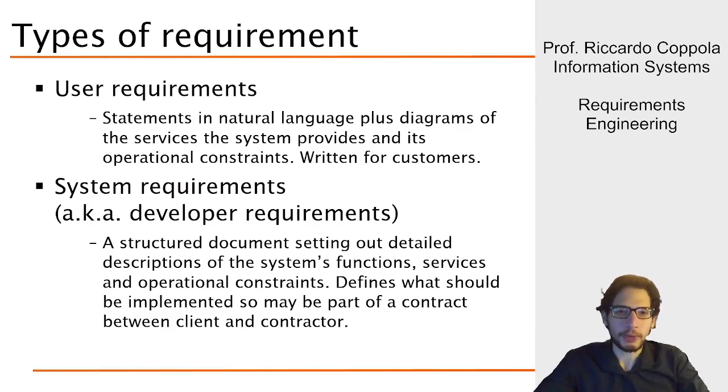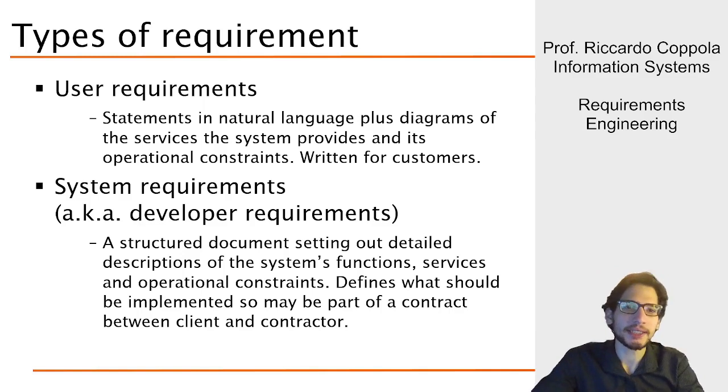There are two types of requirements. I may have user requirements and system requirements. User requirements are those related to what the system will provide to the users, and typically they are written in natural language, how I speak normally, plus diagrams. They allow the users and the commissioners to understand and decide if that system is the right one for them.